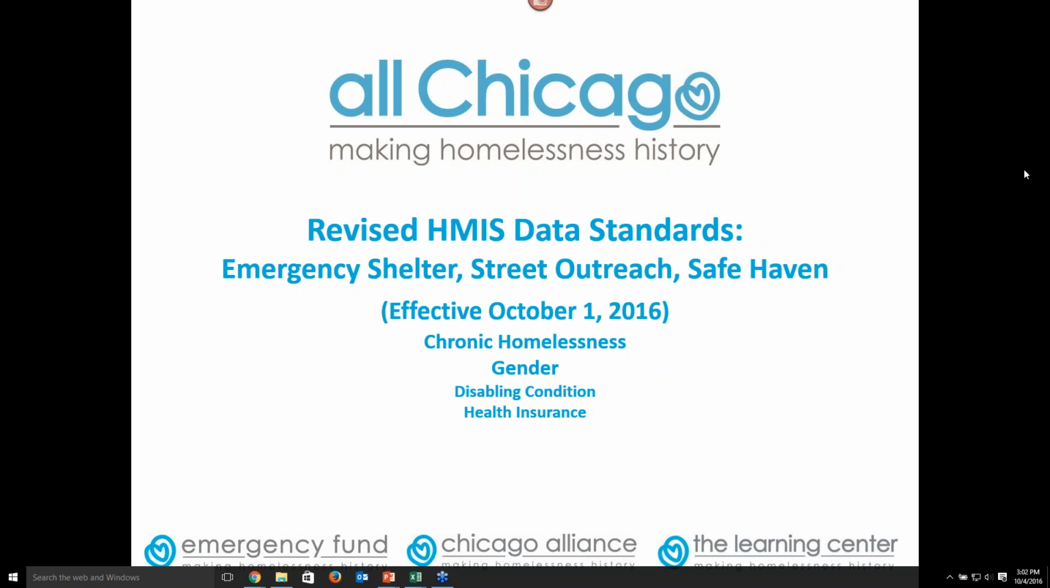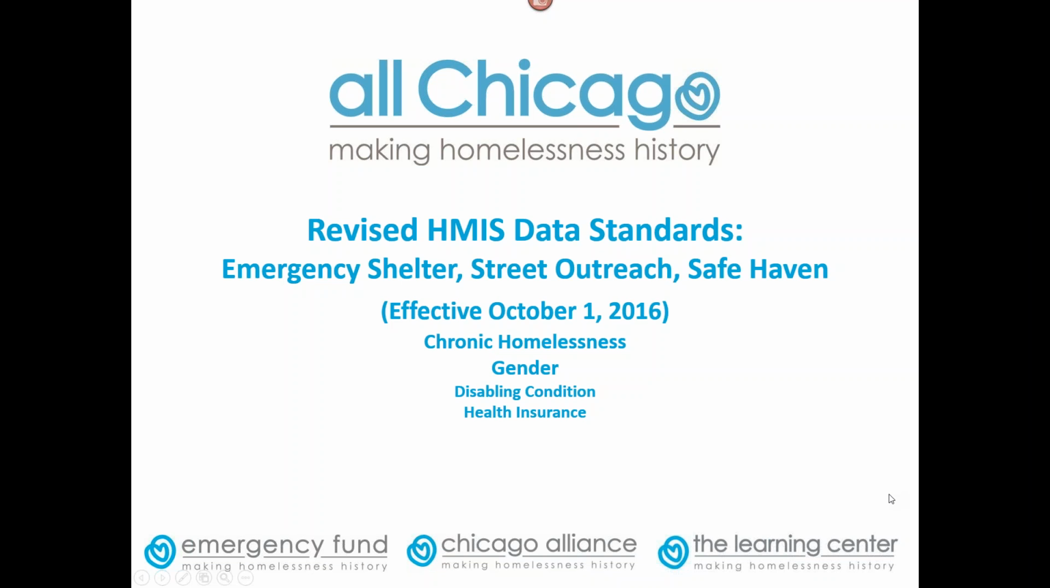So we are looking at data standards changes that have already gone into effect. Their effective date was October 1st, so that was Saturday. And the big changes that we're going to see are around chronic homelessness, gender has some changes, and disabling condition, and health insurance. That's what we're going to focus on.